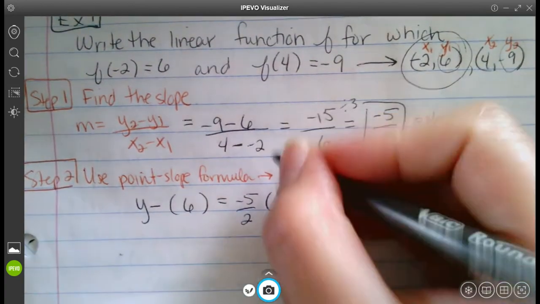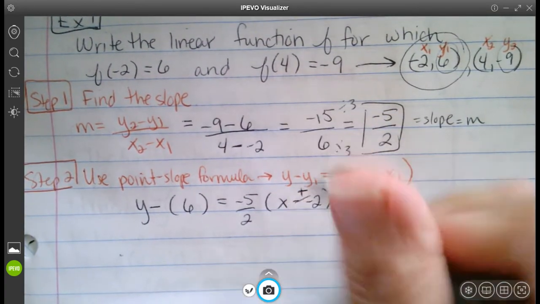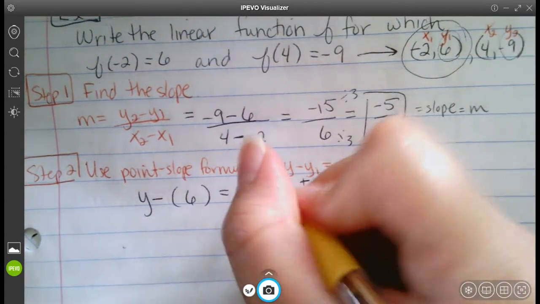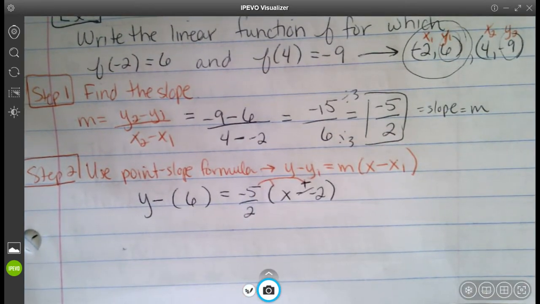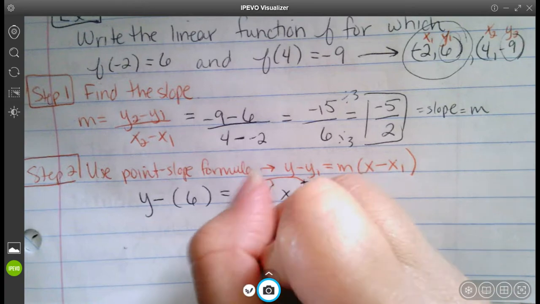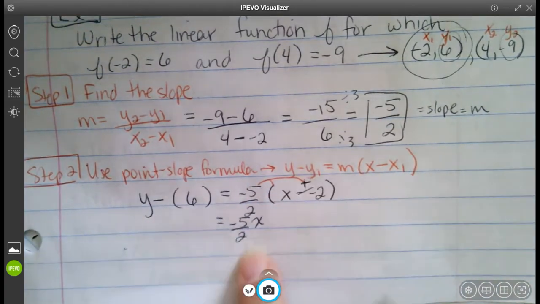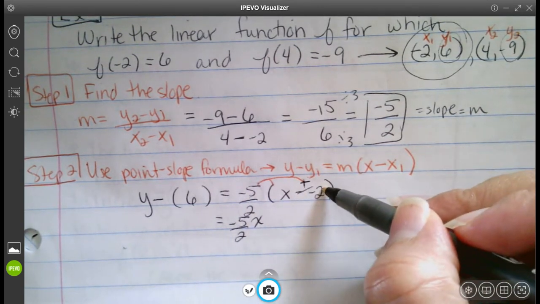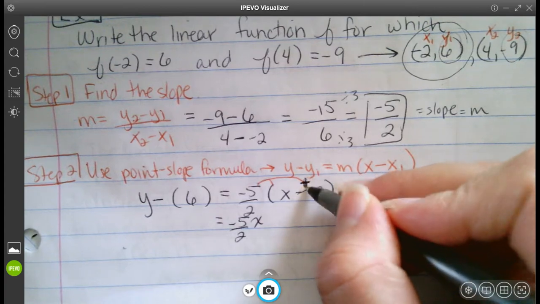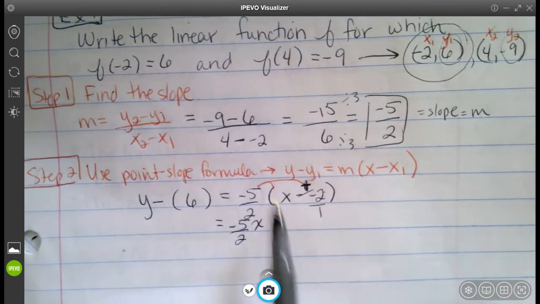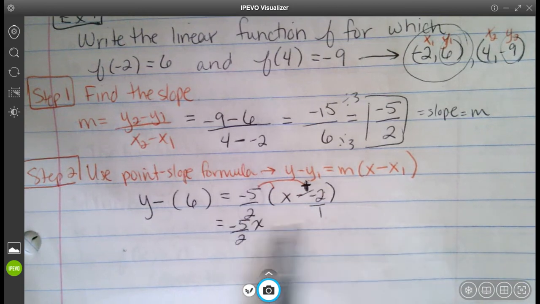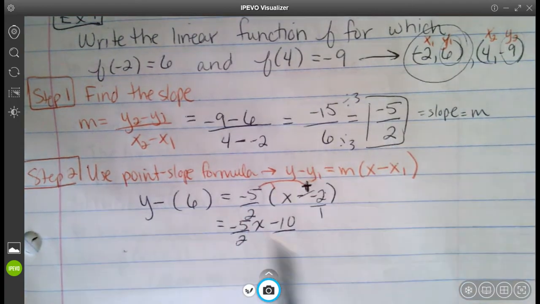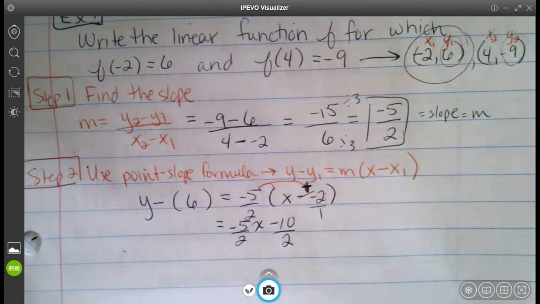Okay, so I'm going to save myself some work here. That's going to turn into a positive because those two negatives make a positive. And I'm going to go ahead and distribute next. So from here, I would distribute this negative 5 halves. So I'm going to have negative 5 over 2x. And when you're multiplying a fraction times something else, remember this is positive 2 now, you have to put this over 1, and you just multiply the top with the top, bottom with the bottom. So negative 5 times 2 is negative 10. 2 times 1 is 2.